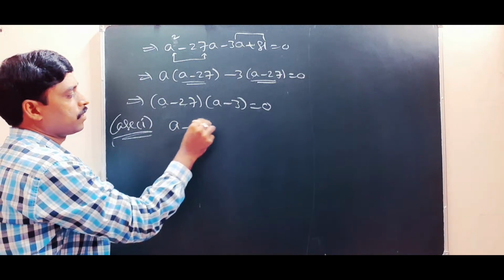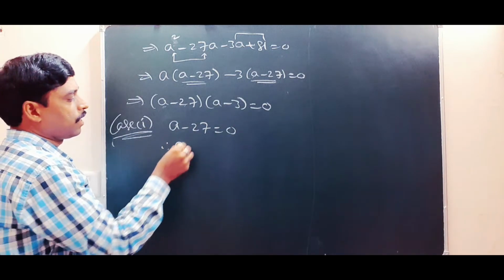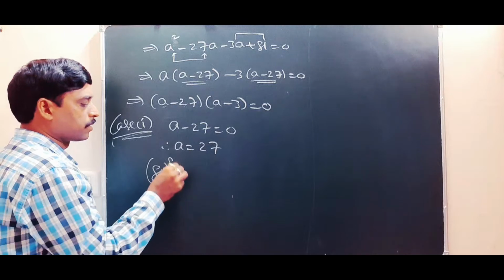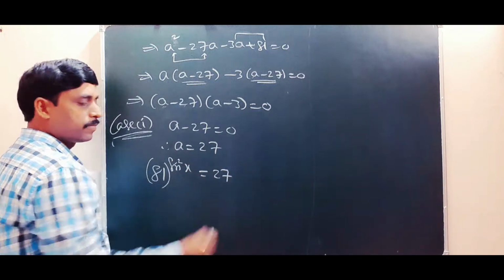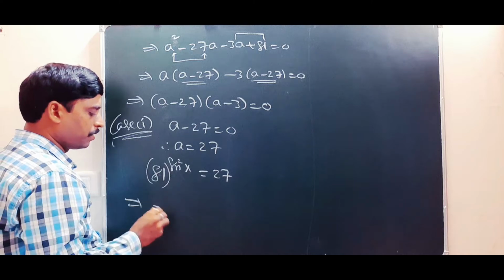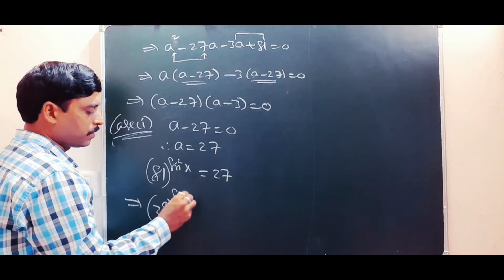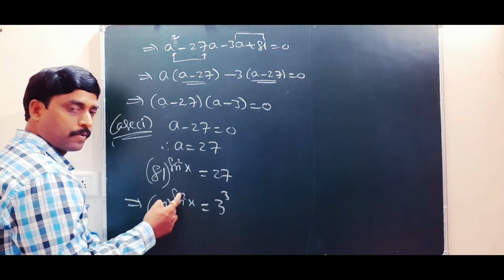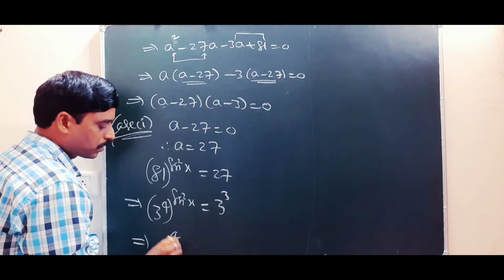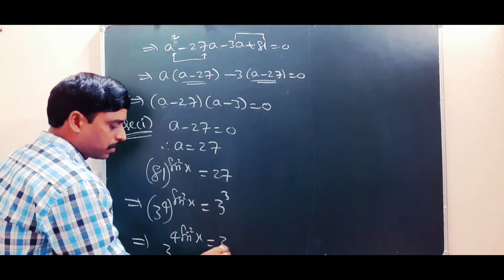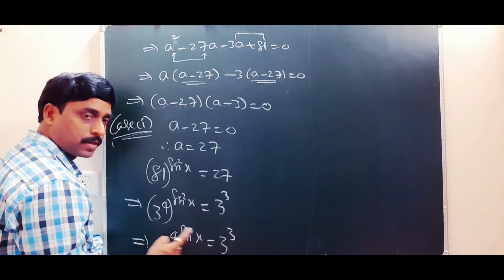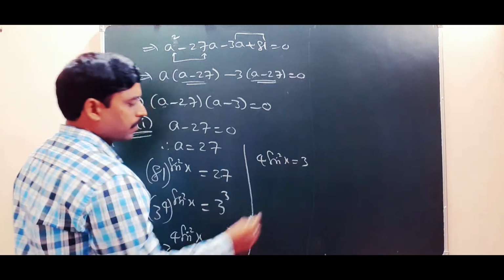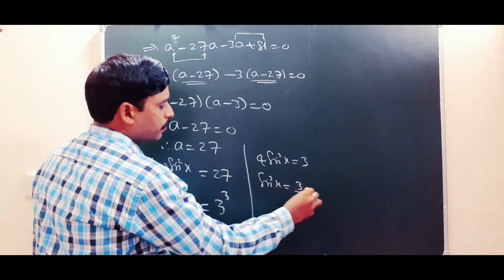a minus 27 equal to 0, therefore a is equal to 27. Where a value is 81 power sin square x is equal to 27. 81 can be written as 3 to the power 4, power sin square x is equal to 27, that is 3 cube. We have a to the power m whole power n is a to the power mn. So 3 to the power 4 sin square x is equal to 3 cube. If bases are equal, powers are equal. It is going to be 4 sin square x is equal to 3. Therefore sin square x is equal to 3 by 4.